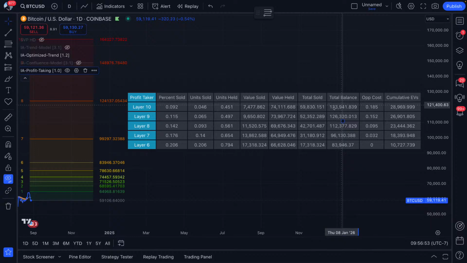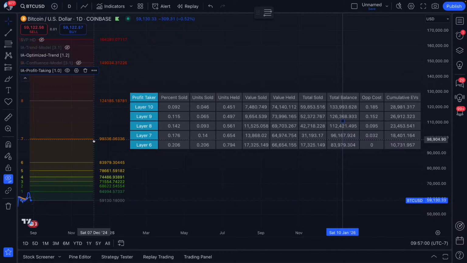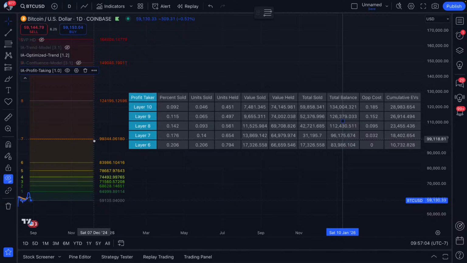Let your winners ride too, because what you can do here as well, as a layer, you could set a stop loss. Imagine Bitcoin goes to 100,000. You can leave the stop loss at 99,331, and then that will get you out if it does rebound. So that's how you take that into account.